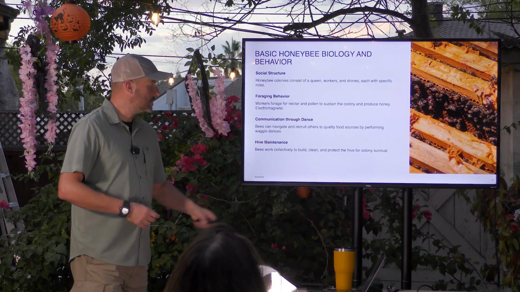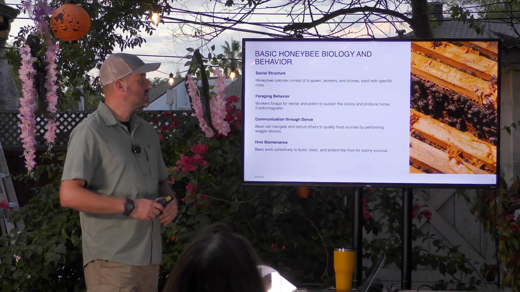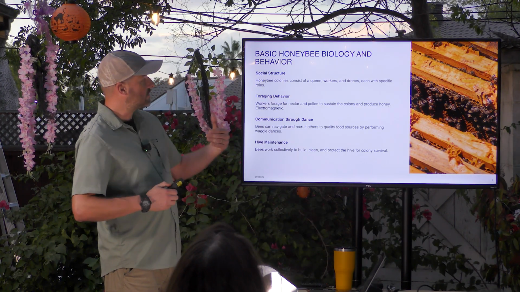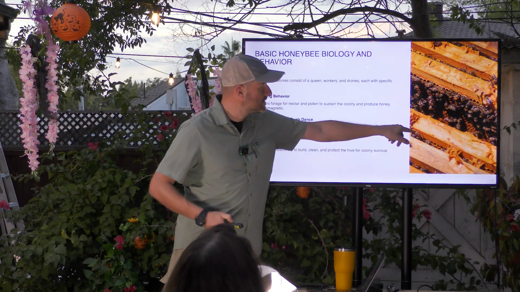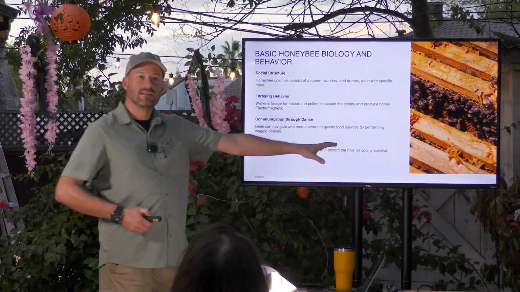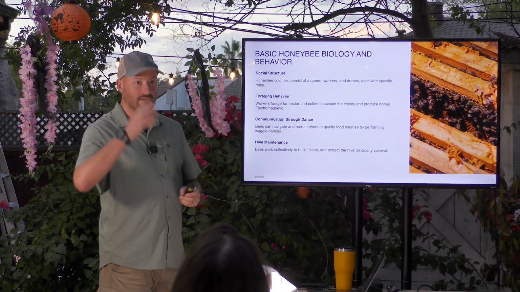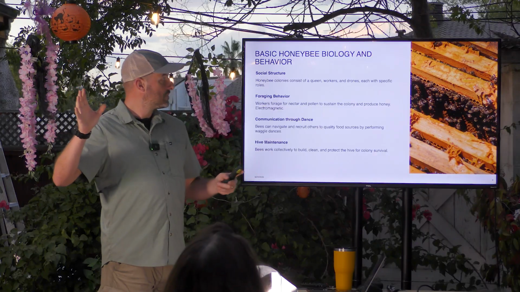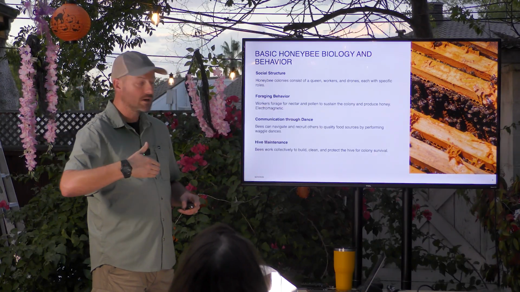And hive maintenance. Bees work collectively to build, clean, and protect the colony, and that ensures the colony's survival. So when the bees are the youngest, they are house cleaning. They're cleaning the empty cells, any debris that falls, any ants that get in there. The youngest bees, that's their job, because they don't have the flight muscles yet to go out and forage, nor do they have the knowledge of where to even go to look. The older bees are the ones that scout out for food and come back and tell the other ones where to look. How long do they live?